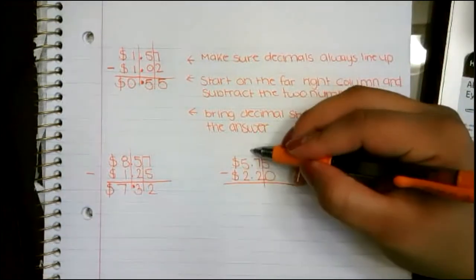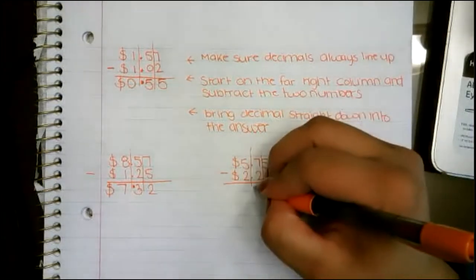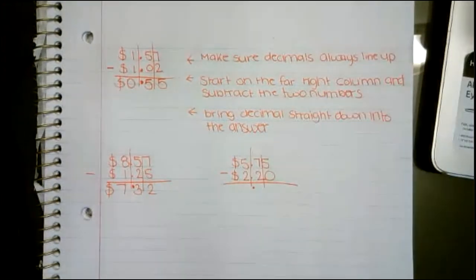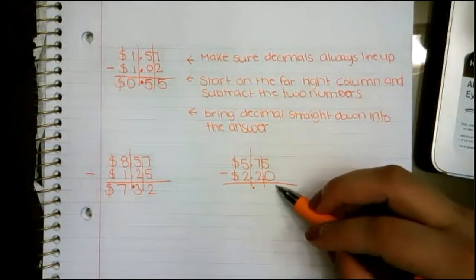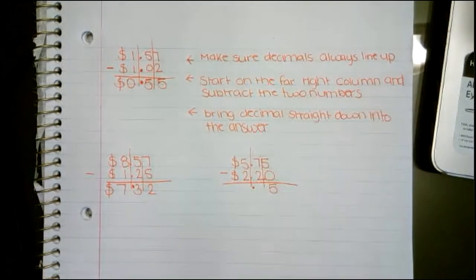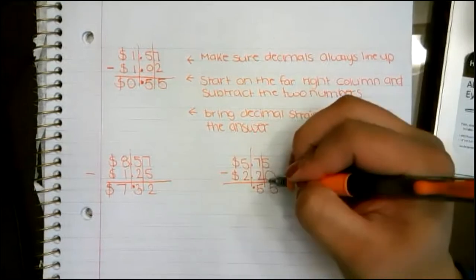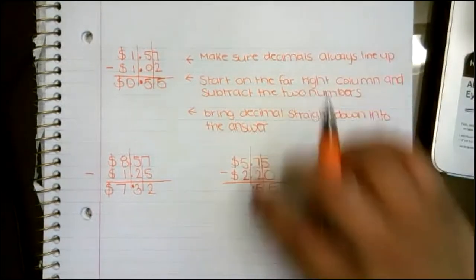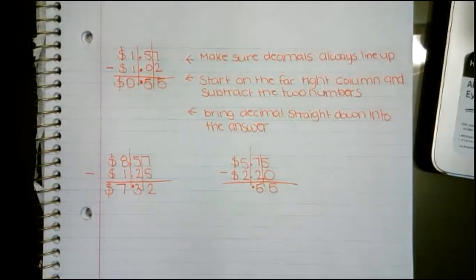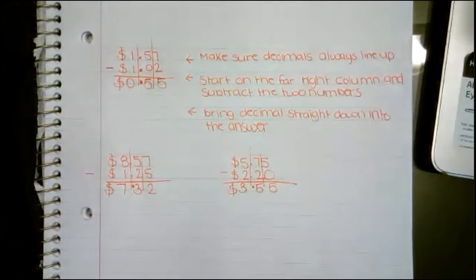All right, friends, we're going to do one more. I'm going to draw my columns so that I don't get confused. All right, so 5 subtracted by 0, friends. What is that? 5. 7 subtracted by 2. What is that, friends? Right, it's 5. And then 5 subtracted by 2 is 3. So our answer would be $3.55.